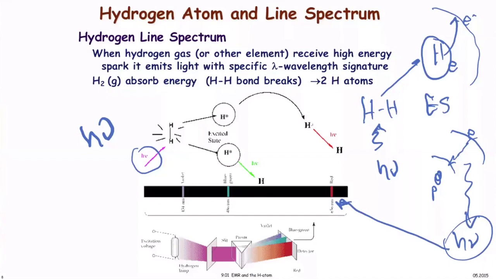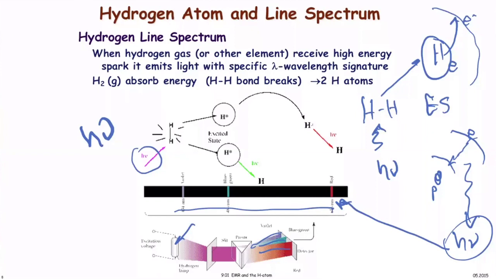Okay, so this is how we would do it. We would excite the element in here. We would focus the light that's coming out from that lamp down to a prism, and the prism will break up the different colors of light, and this is what you see. Instead of the different colors of the rainbow, you see the specific wavelengths of light due to the electrons dropping down from the excited state.